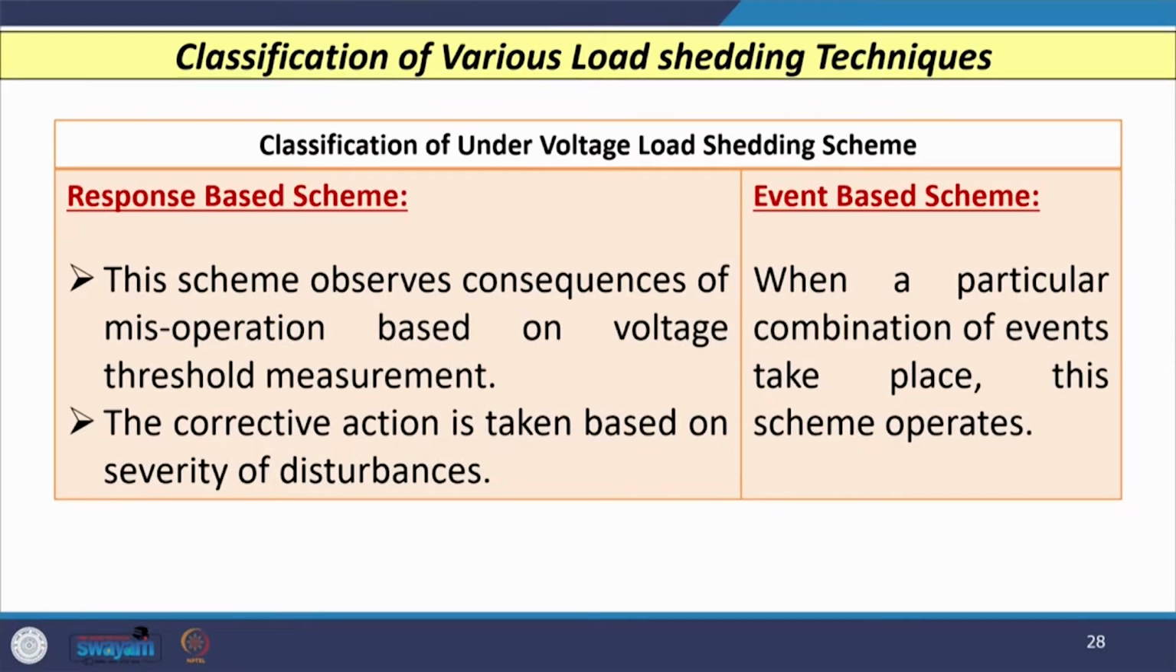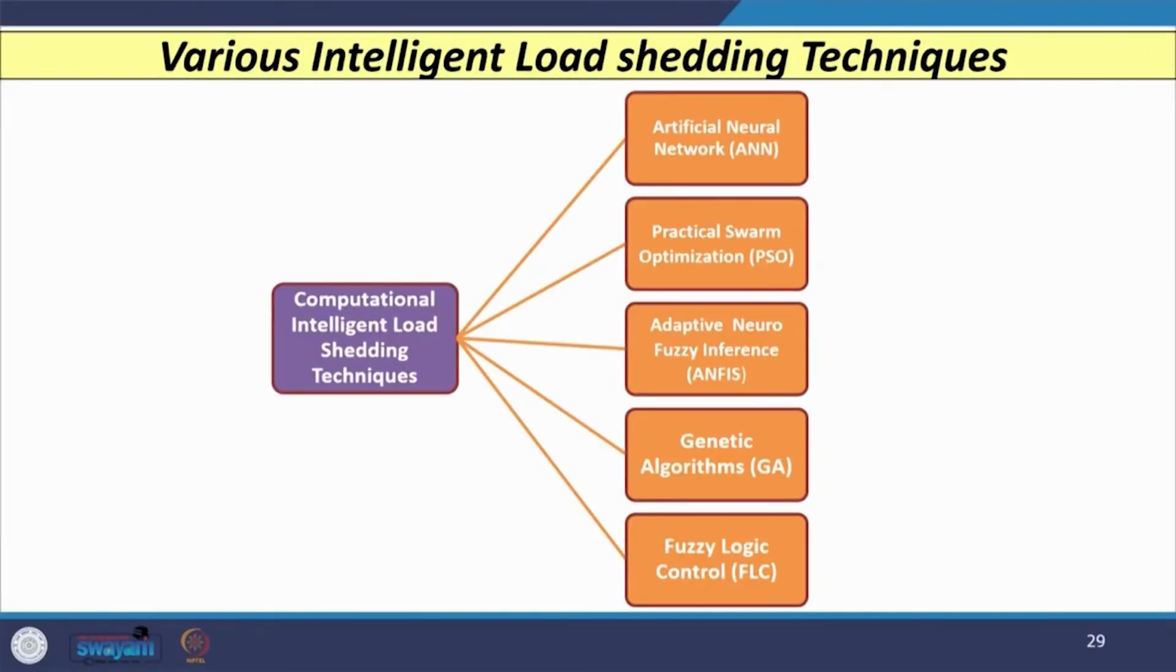The next type of category or classification of load shedding technique is the response based scheme and the event based scheme. So, in the response based scheme, this scheme observes the consequences of maloperation based on voltage threshold measurement, and the corrective action is taken based on the severity of disturbances. Whereas, in case of the event based scheme, when a particular combination of events takes place, then this type of scheme operates.